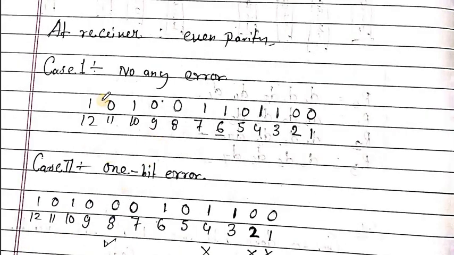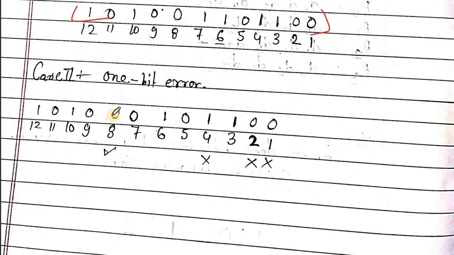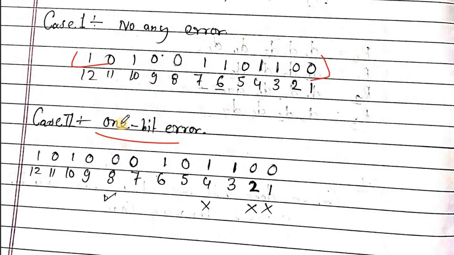Now the test cases. In case 1, the receiver receives the Hamming code binary string with no error. In the second case, the receiver receives the string with a single bit error. Here, at the 7th place, this bit is corrupted.